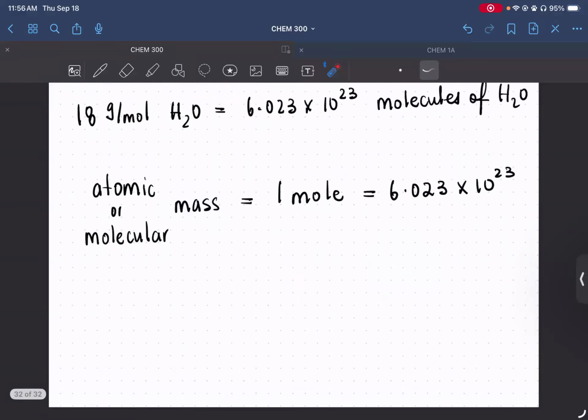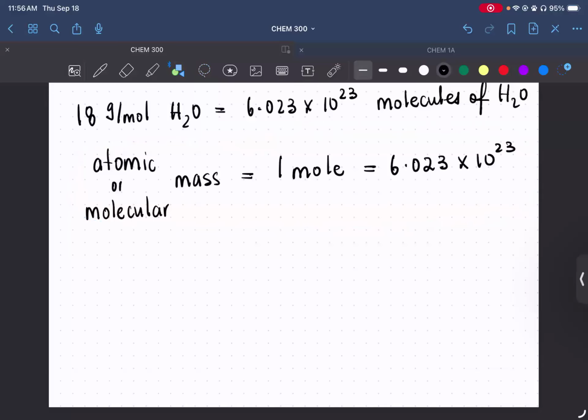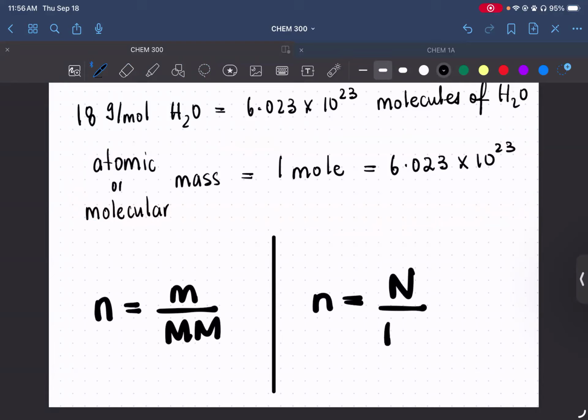Here's how we can use this in this class and subsequent calculations. We get two new formulae. n is equal to m over MM. I will define them in just a bit. n is equal to m over MM. And then n is equal to capital N over N subscript A.